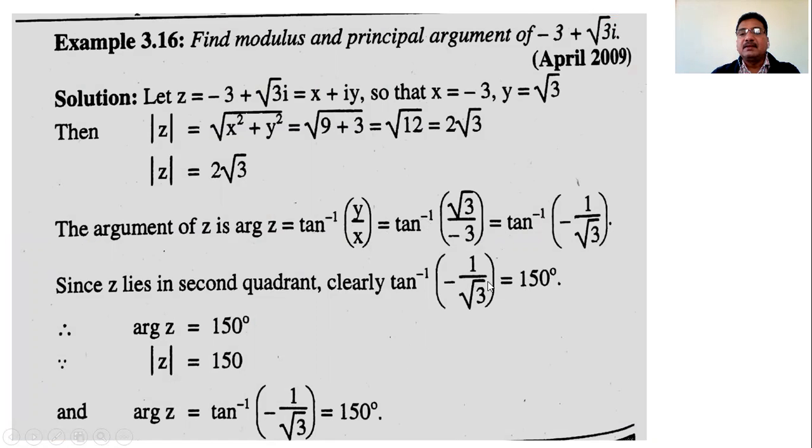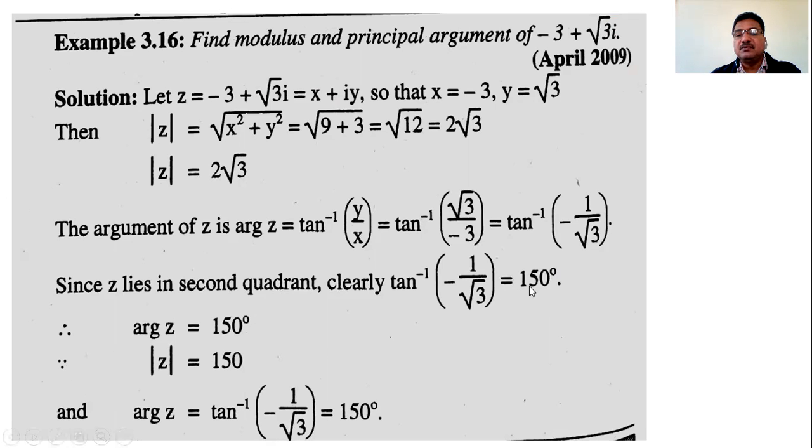150 degree. 150 degree in radian. Right? 150 degree in radian, what is it? 150 means 90 plus 60. That is pi by 2 plus pi by 3, since 60 degrees is pi by 3. 6 is the LCM. 3 into 2, 6 is the LCM. And then 5 pi by 6.